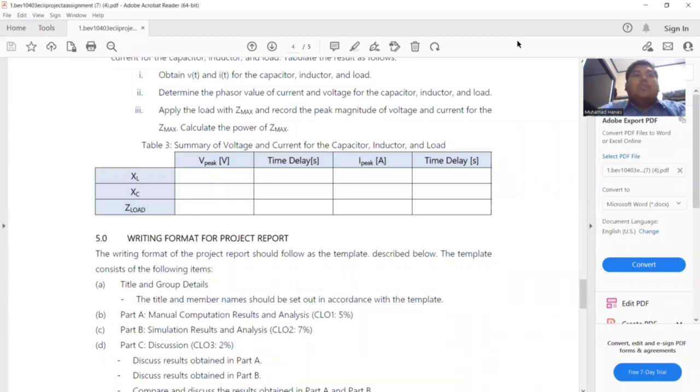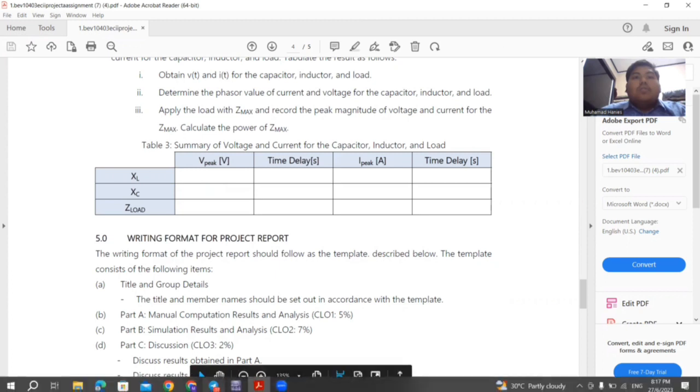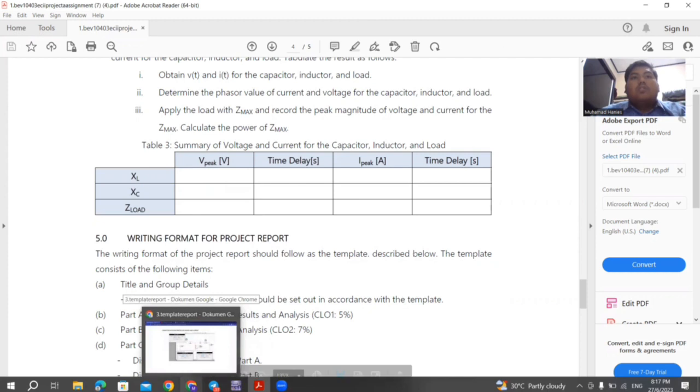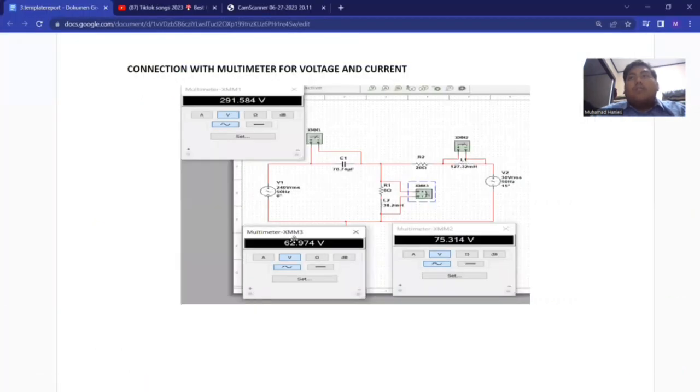Assalamualaikum and good evening. So today, we will discuss about how to find VPEAK with manual calculation and also with a simulation. So, first of all, I will show our circuit.